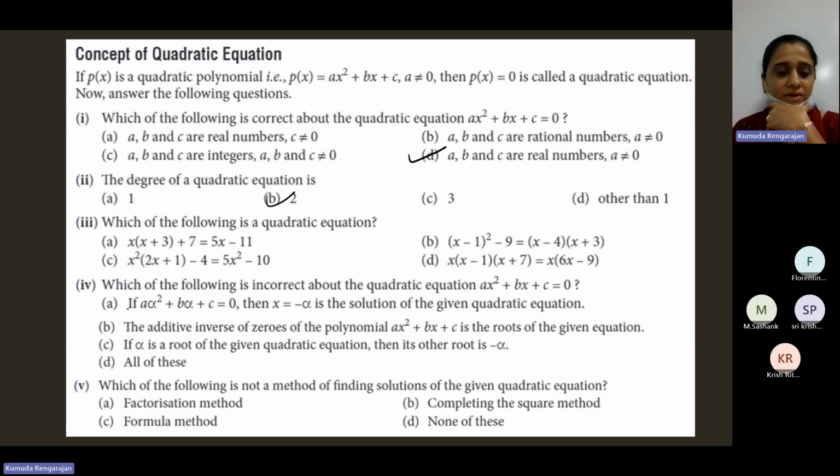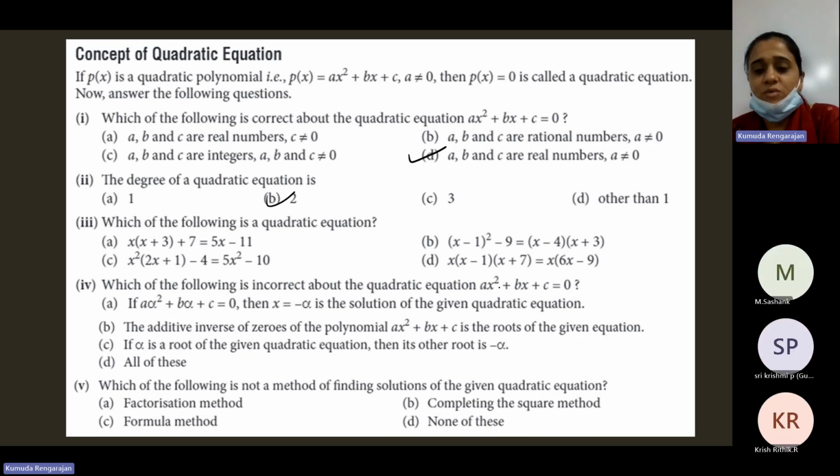You try and tell me. We'll do the fourth one. Which of the following is incorrect about the quadratic equation ax square plus bx plus c equals 0? Which one is incorrect? If a alpha square plus b alpha plus c is equal to 0, then x is equal to minus alpha is the solution of the given quadratic equation.